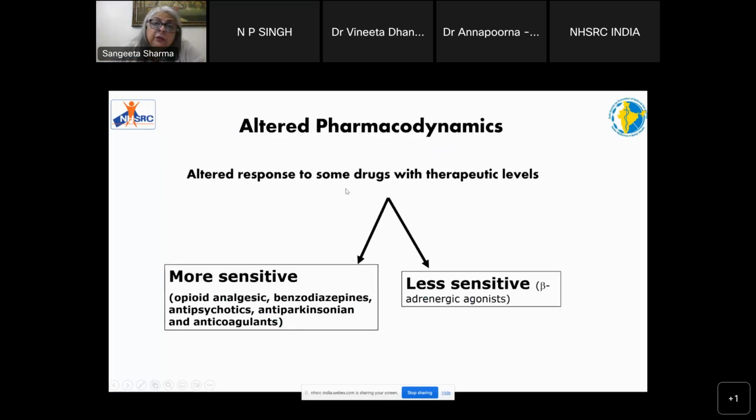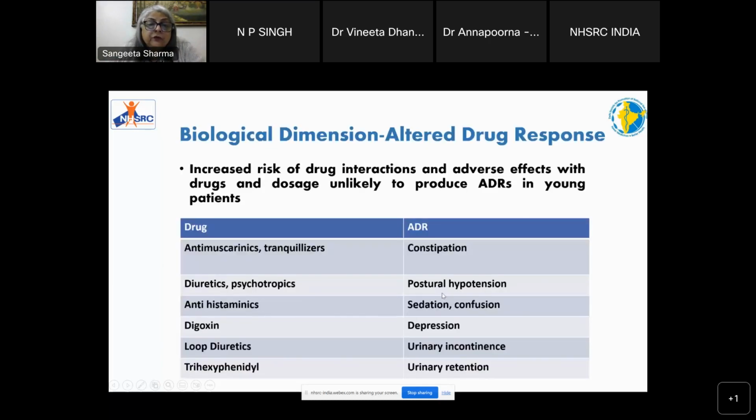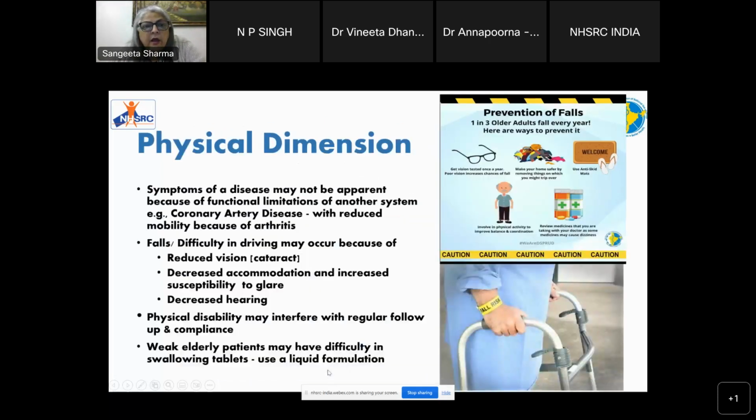Even the pharmacodynamics may change in the elderly. They are more sensitive to some of the drugs like opioids, benzodiazepines, antipsychotics, antiparkinsonians, or they may at the same time be less sensitive to beta adrenergic agonists. So altered drug responses you will see, and there are higher chances of drug interactions and adverse effects with these medicines. Then physical dimensions are also important.